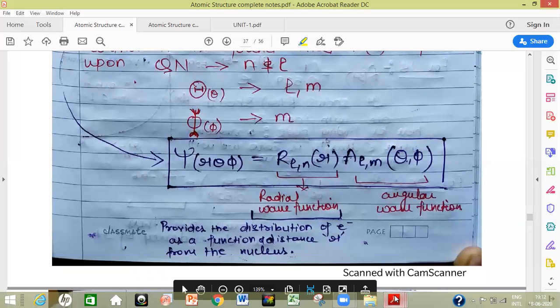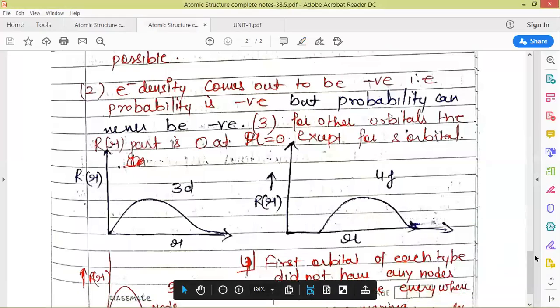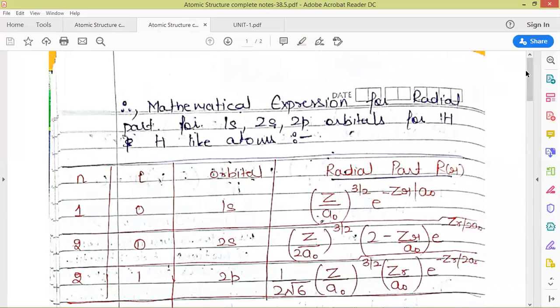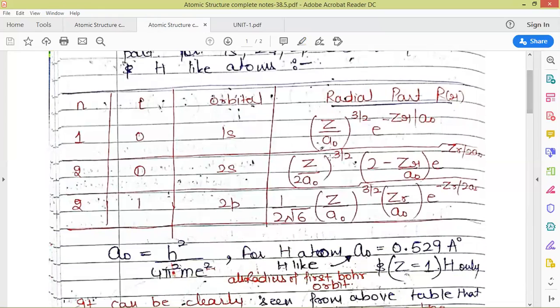So the next thing we are going to discuss is, based upon this psi, which has a radial part and an angular part, we have solutions for different orbitals based upon different values of n and l. These radial parts have different values. These are the solutions where we have put the values of n and l. For the 1s orbital we have n as 1, l as 0, and from there the radial part comes out to be this. This is the solution of the radial part for the 1s orbital.